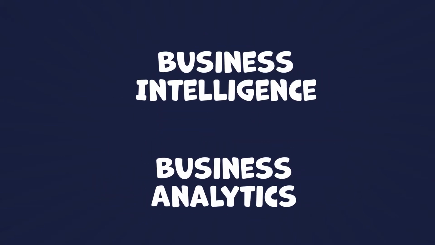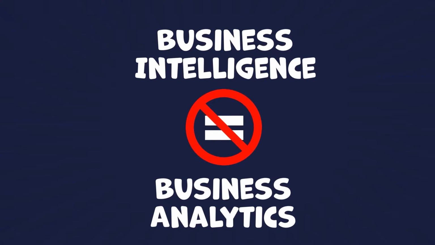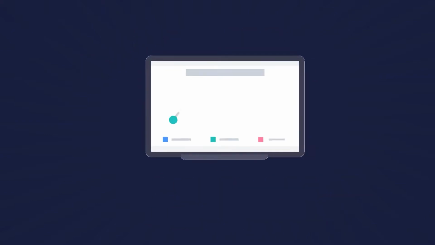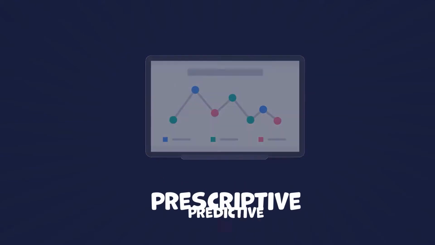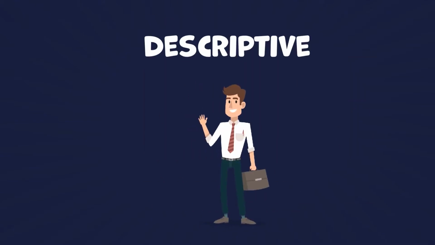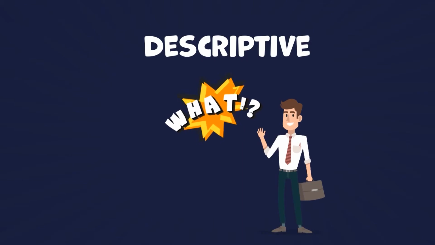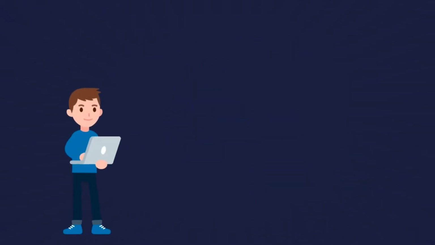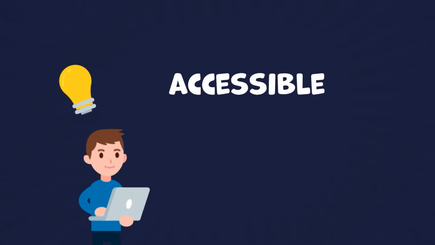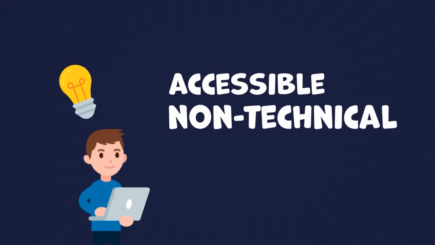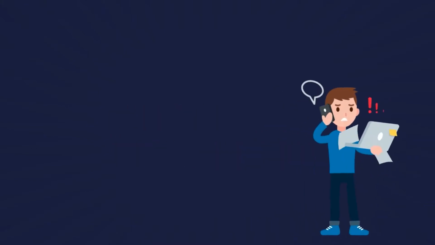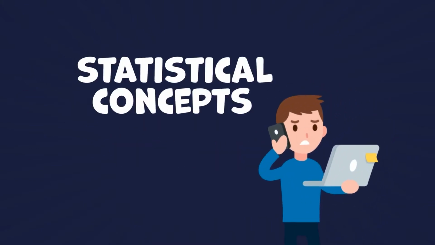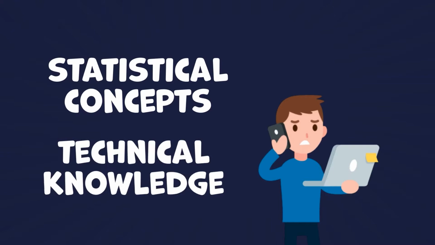Business intelligence is not the same as business analytics. While business analytics focuses on predictive and prescriptive analysis, business intelligence employs descriptive analysis, looking at what happened. Business intelligence tries to be more accessible to non-technical users, giving them simple tools to analyze performance data, while business analytics involves statistical concepts and requires more technical knowledge.